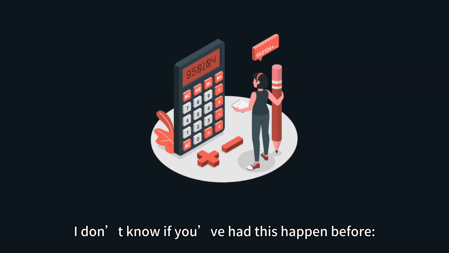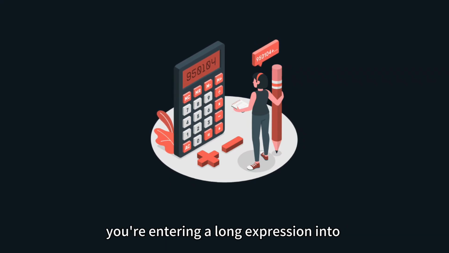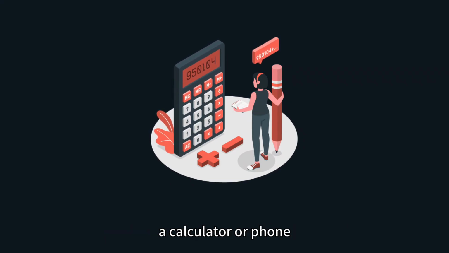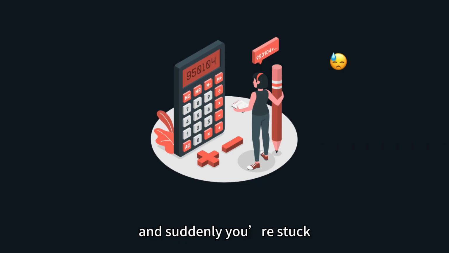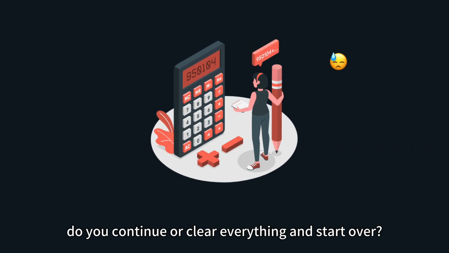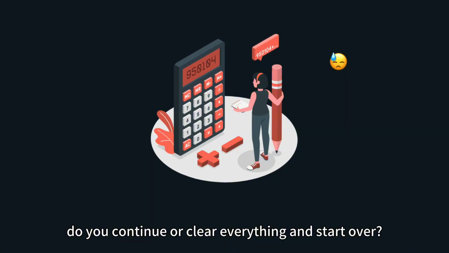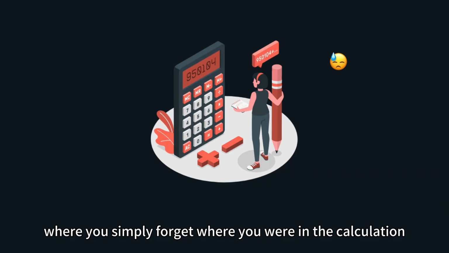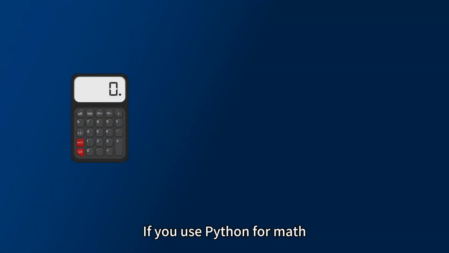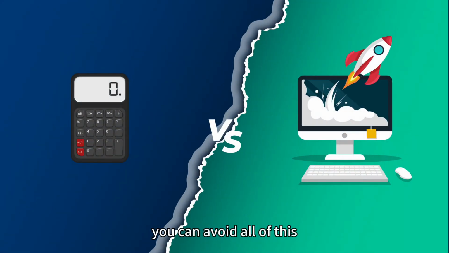I don't know if you've had this happen before. You are entering a long expression into a calculator or phone. Halfway through, you feel like you might have tapped the wrong key, and suddenly you're stuck. Do you continue or clear everything and start over? There's also the situation where you simply forget where you were in the calculation. Super frustrating. If you use Python for math, you can avoid all of this. Your code easily beats any calculator.